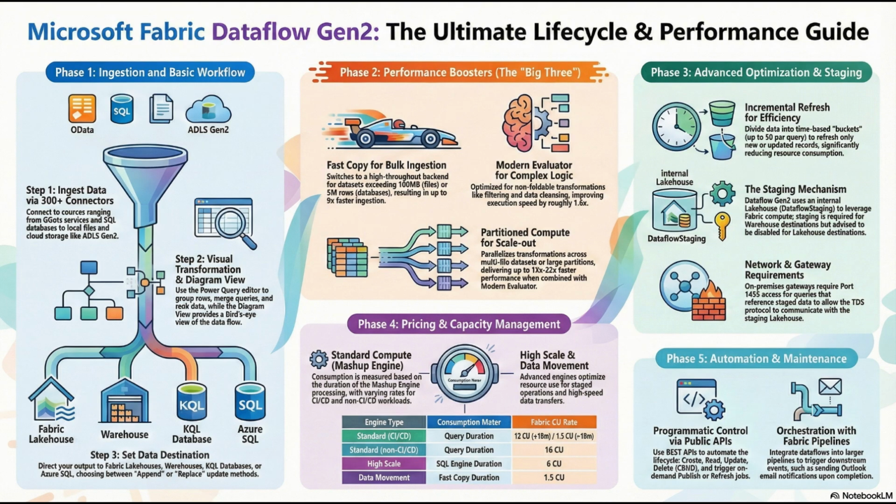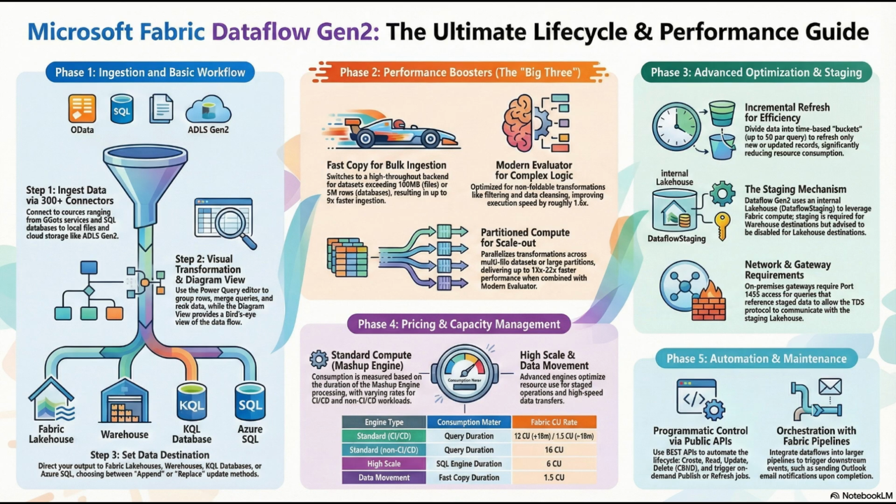Let's shift gears. We've moved the data, we've transformed it at lightning speed. Now we need to land it somewhere. The destination. The landing zone. In Fabric Dataflow Gen 2, your main options are Azure SQL, Kusto, which is Azure Data Explorer, and of course, the Fabric Lakehouse or the Fabric Warehouse.